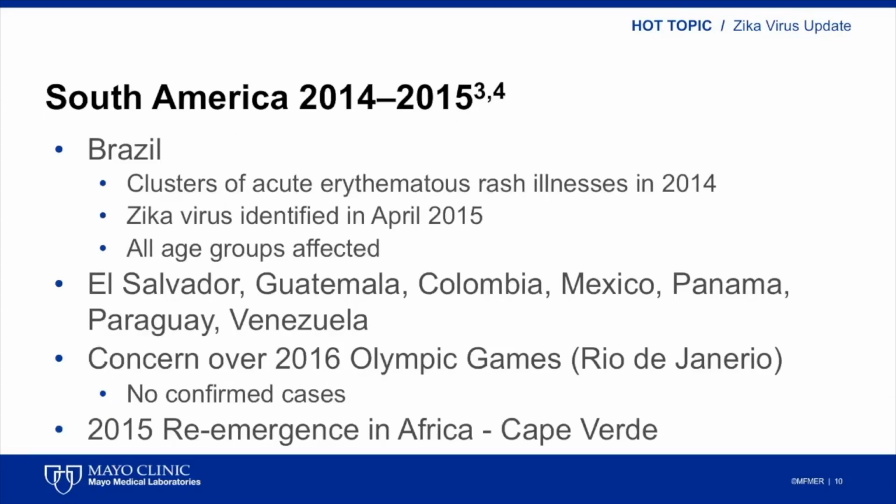In Brazil, late in 2014, a cluster of acute erythematous rash infections were noted in 18 states in Brazil. Zika virus was identified in April of 2015, and genetic studies indicated an Asian lineage of Zika was involved. The epidemic peaked in May of 2015 and affected all age groups. The pattern would be typical of spread of a new virus in a susceptible population, as there was an equal distribution of disease between both males and females. Infections were also confirmed in El Salvador, Guatemala, Colombia, Mexico, Panama, Paraguay, and Venezuela.